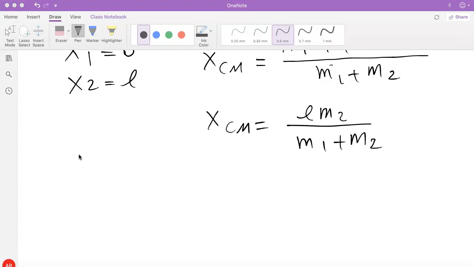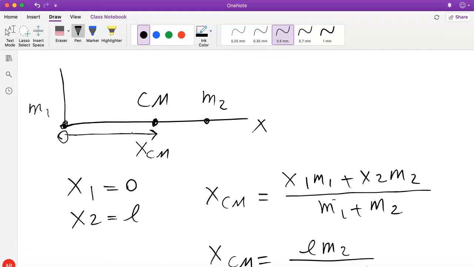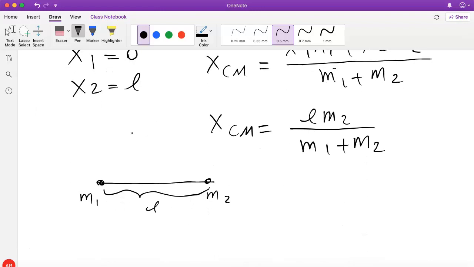All right, so let's try to understand this result a little better. Let's say we have M1 here, M2 here. This whole distance from here to here is L, right? That's our dumbbell. So we found X_cm, the coordinate of the center of mass. Remember, in this coordinate system where the origin is at M1, it is L M2 over M1 plus M2. So if the center of mass is over here, let's say, from here to here we have L M2 over M1 plus M2.